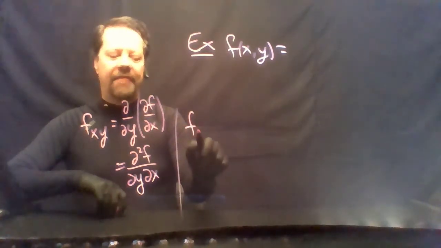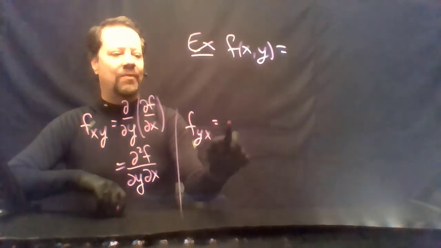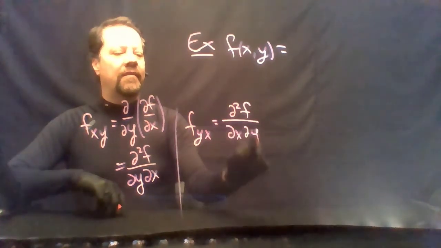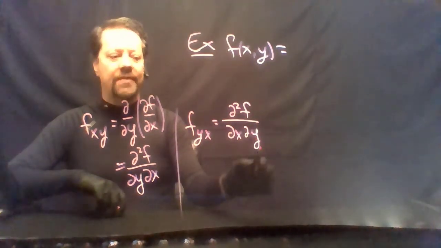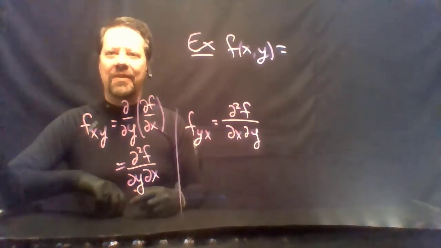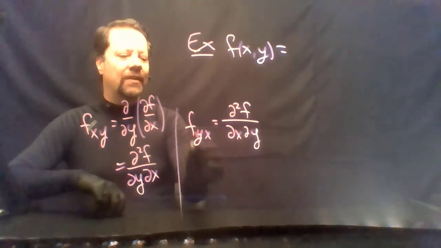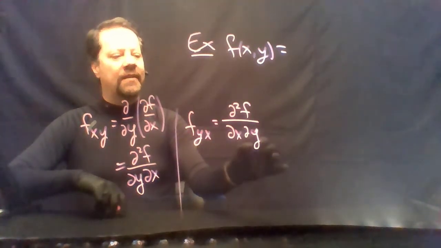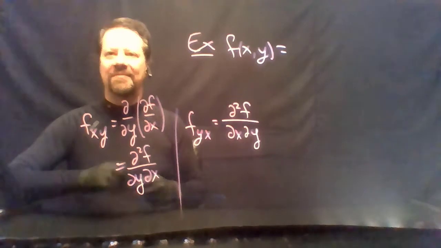Also, fyx then would be: take the derivative with respect to y first, and then with respect to x. Kind of the reverse of the order presented here. Do the one closest to the f first, and then the next. In this one, you work from right to left.